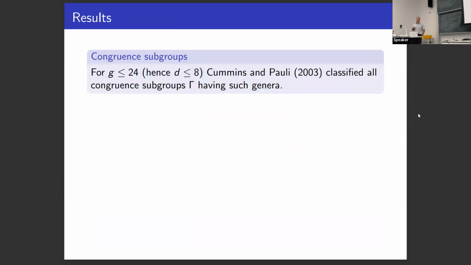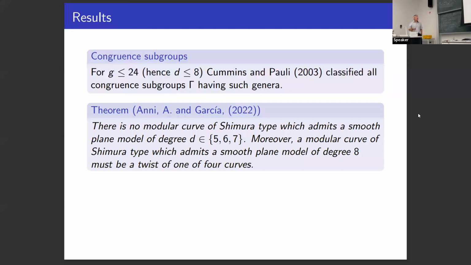First of all, we need to be able to go over all congruence subgroups of a given genus. Even though this number is finite, they're only tabulated for genus up to 24, which already restricts us to degree up to 8. But that's okay, we can go up to degree 8. So I would like to say that our main result shows that there is no modular curve of Shimura type which admits a smooth plane model of degree up to 8. But that's also not true.